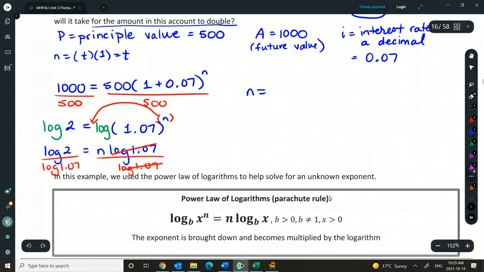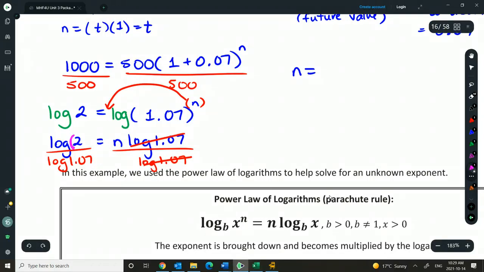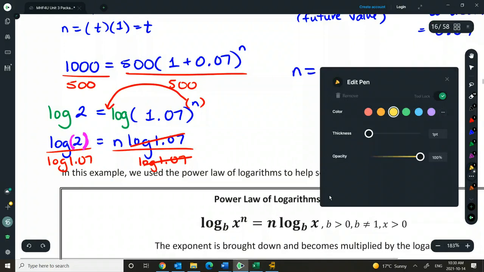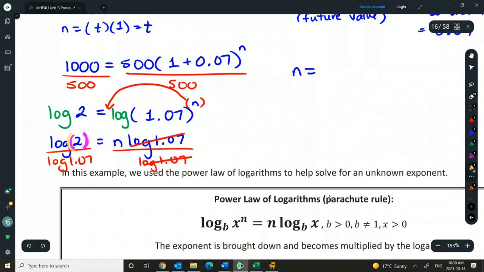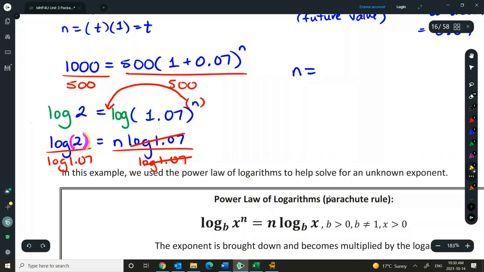The really important thing that I highlighted last time is that if your calculator opens a bracket after you put log in, you must close that bracket before you divide by the log of 1.07. So this is the important piece here: you're always going to make sure that you are closing up brackets if they're opened up by your calculator. Okay? So what do we get? What should we get?